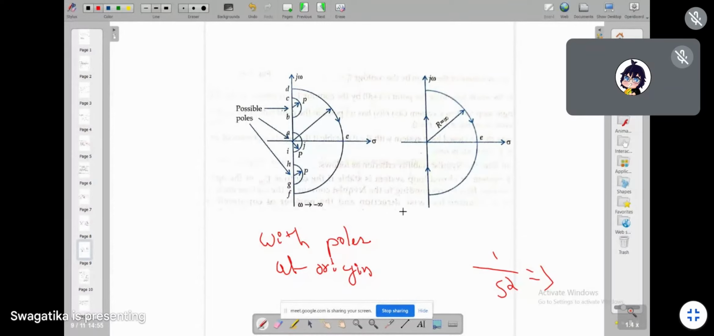Right, no roots are present in the right hand side of the s-plane. If roots are present in the right hand side of the s-plane, it means the system is unstable. So how will you find out the Nyquist plots?